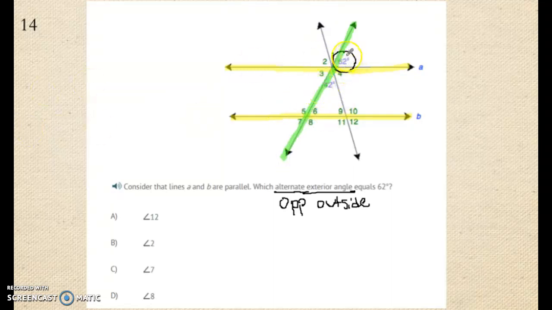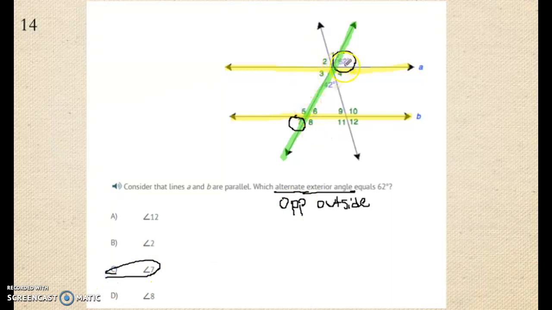So I want to find the one that's on the opposite side of the green transversal outside of the parallel lines. So if I follow this green transversal down, I want the opposite side outside the parallel lines, which is going to end up over here at angle 7.